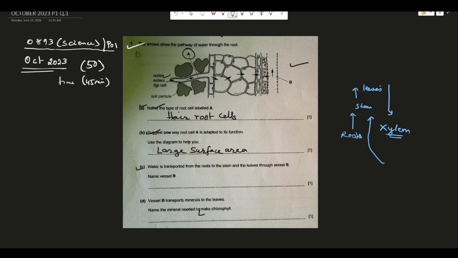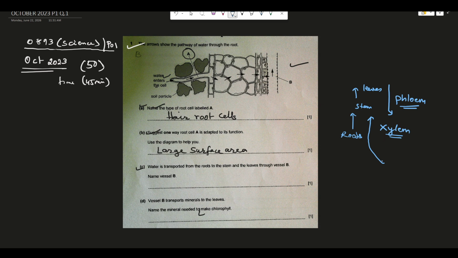So the food that is prepared in the leaves will be taken to the stem and then to the roots also, because roots also need food. All that happens through a vessel called phloem. So these are the two transportation media: one is xylem and one is phloem.